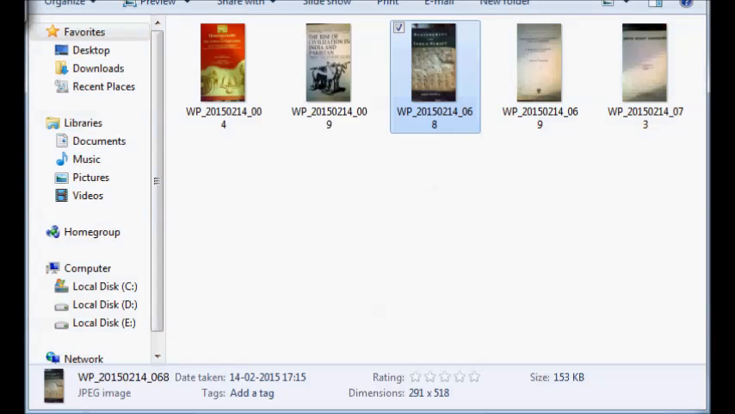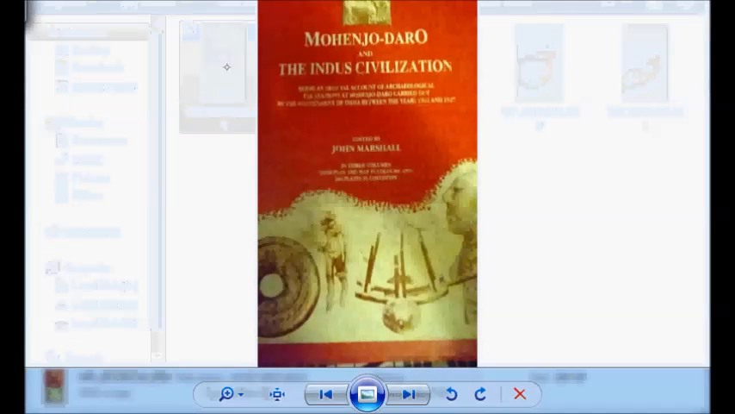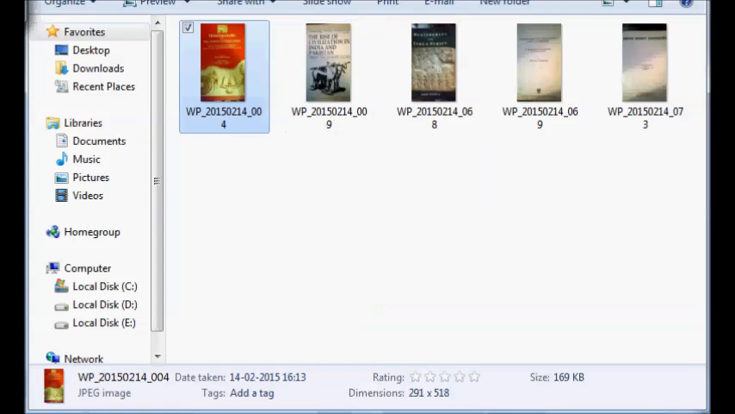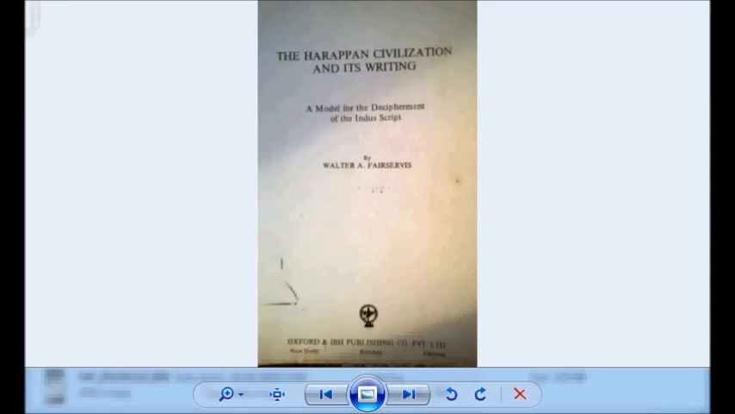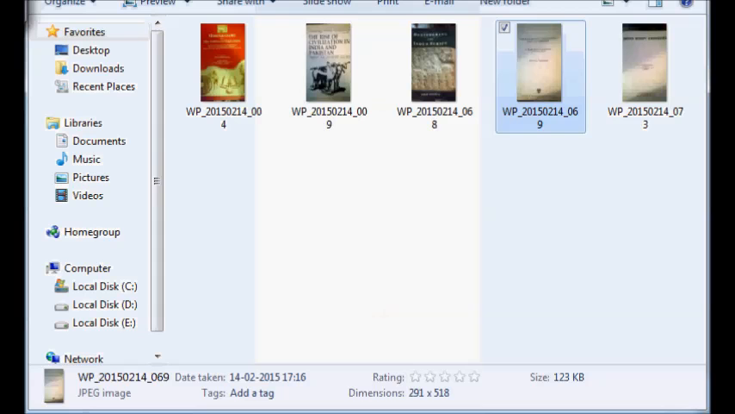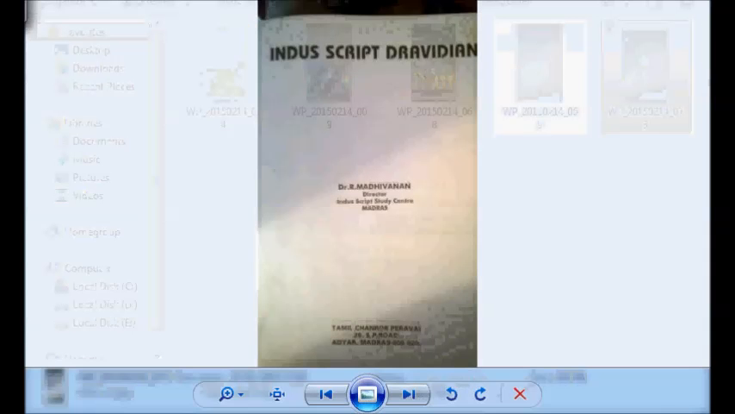So this is a very good book, John Marshall's book. And Fairservice's book is the one which got me into this Indus Valley decipherment. In fact, he laid the groundwork for my decipherment. Okay, although I didn't realize that it's all just Tamil. Again, Madhivanan's book is very good in the sense it has a huge collection of seals, and if you want to decipher, you need to have a large sample.